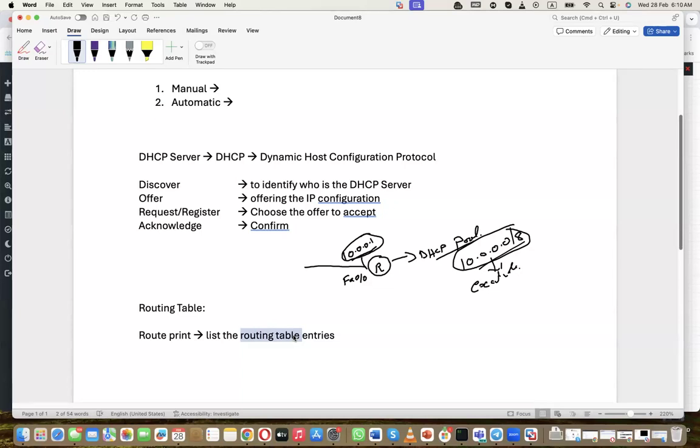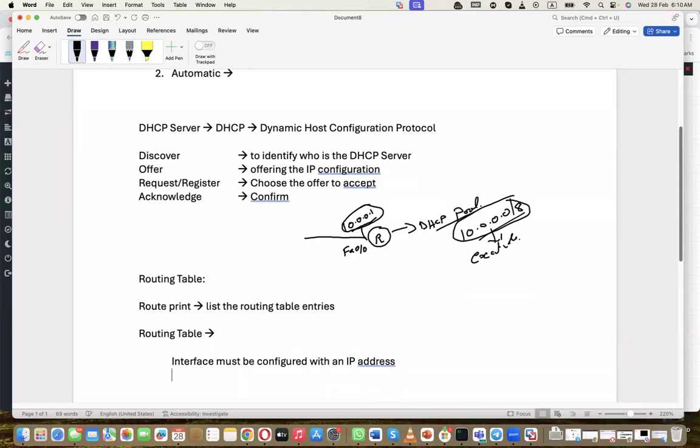Okay, I would like to talk to you, right? By that time, do I know how to reach you? How do I know about it? I will consult my routing table to understand whether the destination is reachable or not. To have this routing table, there are certain conditions. An interface must be configured with an IP address. That's the first condition. The second condition, that interface must be in up state. Only then the routing table can be initialized.